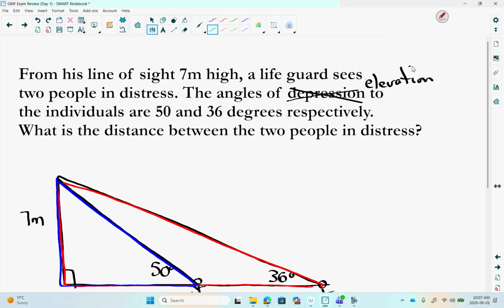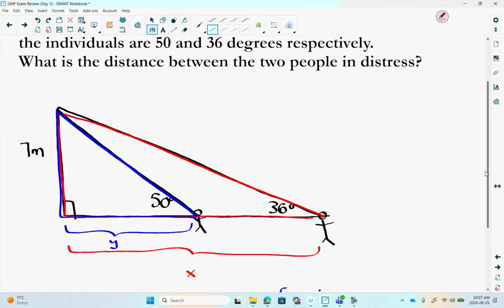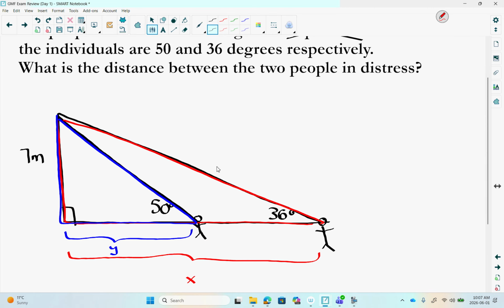All right. First thing you should do is draw a picture. Do you have this picture drawn for you? It's there on your sheet. Okay. The 7 meters represents the height of the lifeguard. That's the height of the stand or the tower they're sitting in. This is swimmer 1. This is swimmer 2. The biggest angle, 50 degrees, is always closer to the chair. The 36, that's the angle that's farther out. I think if you look at the pictures, you can tell that this angle is bigger than this one.